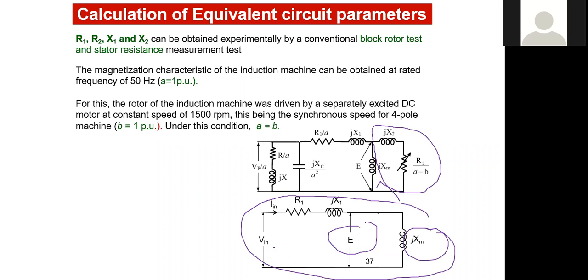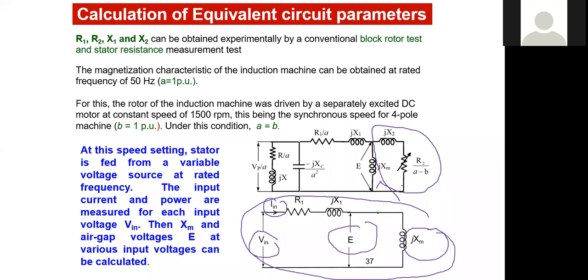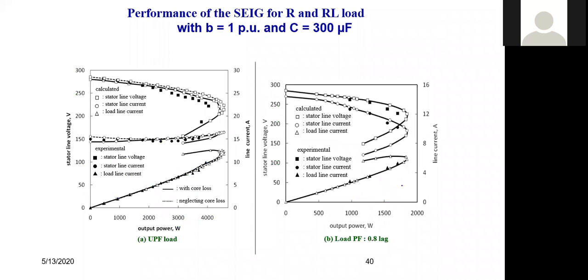If we vary the voltage with an auto transformer, then the current will also vary. From this variable voltage and variable current, we can draw the magnetization characteristics. Once we know the magnetization characteristics, it is possible to compute the E versus Xm characteristics. This is the performance of the SEIG with R load and RL load, that is a unity power factor load and a lagging power factor load.